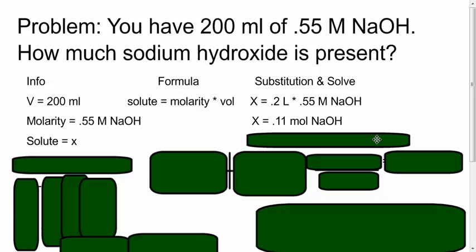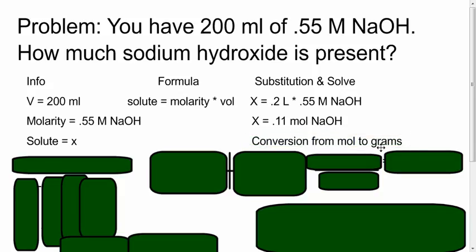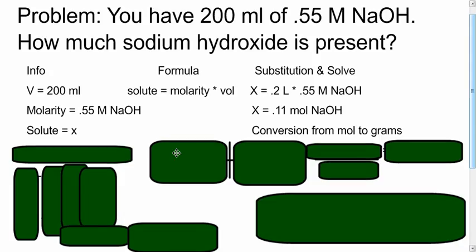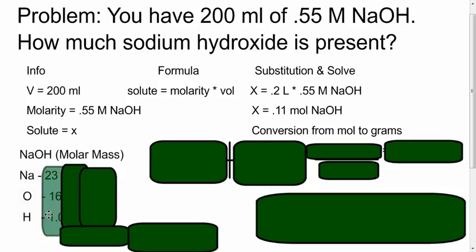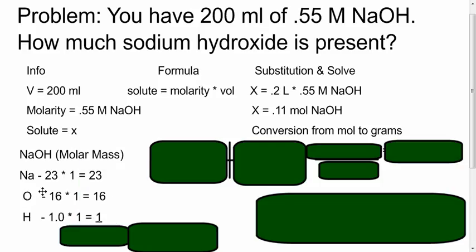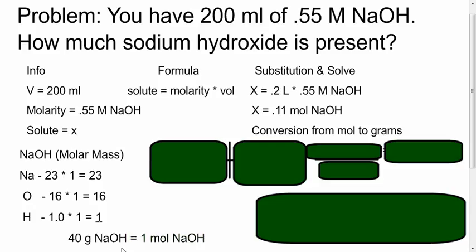Now, I'm going to need to convert that from moles to grams. Before I do that, I need to calculate the molar mass. So I find out the elements, I write down their masses, I write down how many of them there are, I multiply this, so 23 times 1, 16 times 1, 1.01 times 1. I add those all up, it gives me 40 grams, and that 40 grams of NaOH equals 1 mole of NaOH.